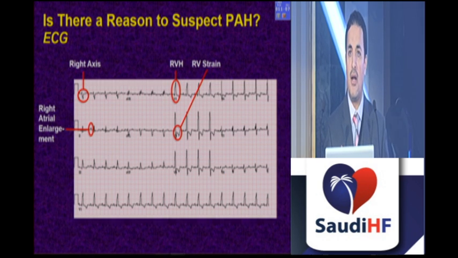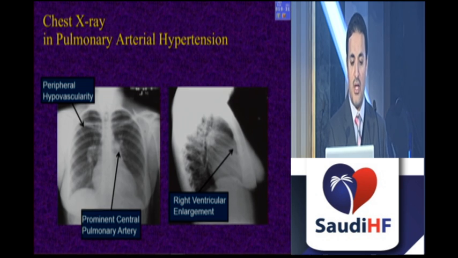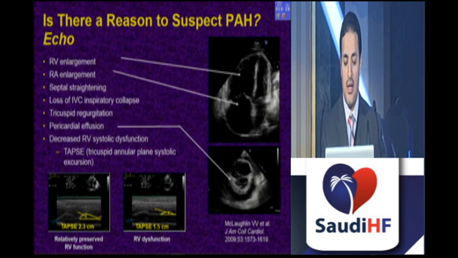Please look at the right ventricular hypertrophy and right-sided strain pattern when you're looking at the EKG, because many times this is missed even by cardiologists when they're seeing ECGs. And this is an early finding that could help prevent detrimental progress of the pathophysiology. Radiologically, you'll see right ventricular enlargement with obliteration of the retrosternal space, prominent pulmonary arteries and central and peripheral hypovascularity in patients with pulmonary artery hypertension.